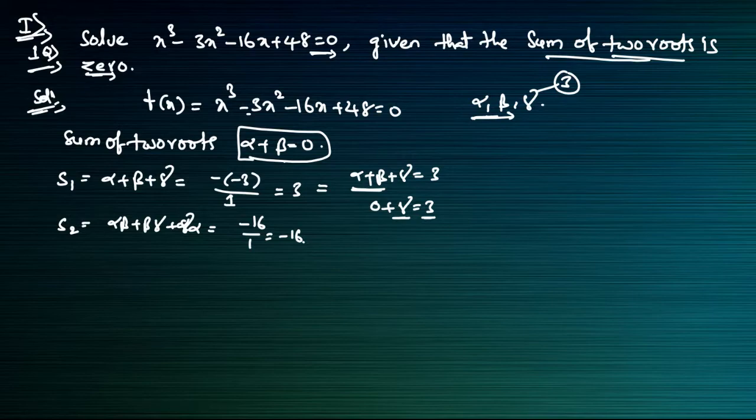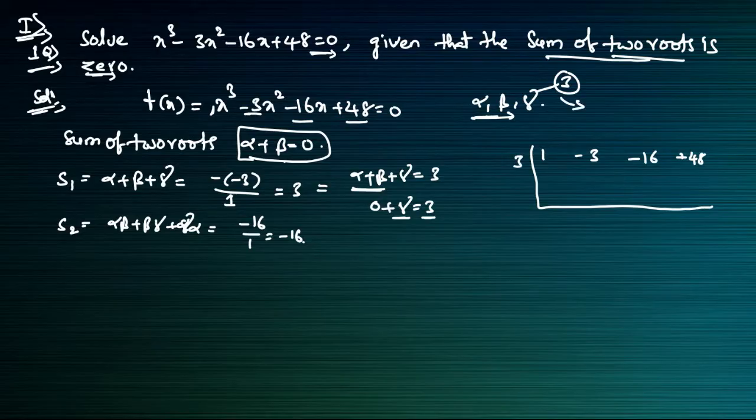Here the equation coefficients we will take are 1, minus 3, minus 16 and 48. Since 3 is a factor, I will do synthetic division with this one. It will become 1, then 1 times 3 is 3, so minus 3 plus 3, 0 will come. 0 into 3 is 0, minus 16 will come here. Then minus 16 times 3 is minus 48, plus 48, it will also become 0 here.